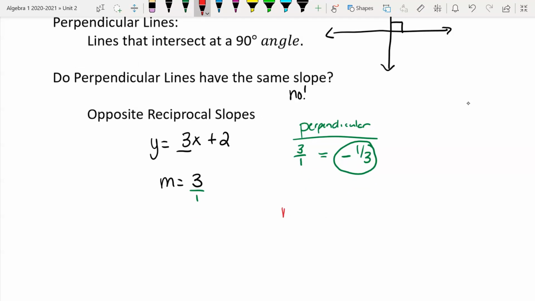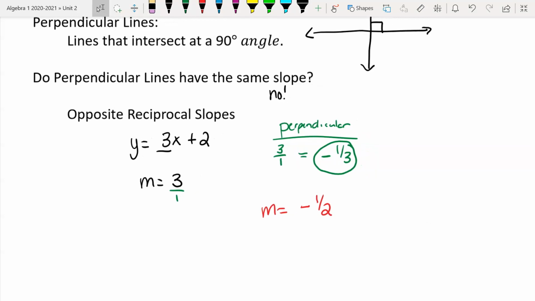So I'm going to throw one in here. m equals negative 1/2. All right, I want you to find the opposite reciprocal of negative 1/2. Hopefully you flipped it and you said it's 2 over 1, and now it's positive. So we say our slope is 2. So these two would be perpendicular.